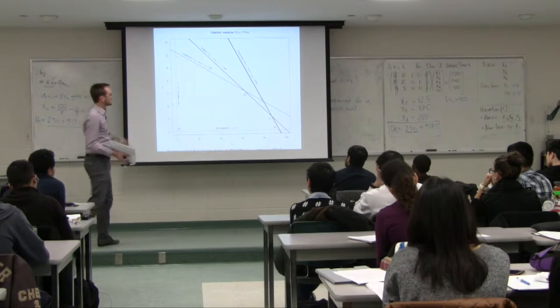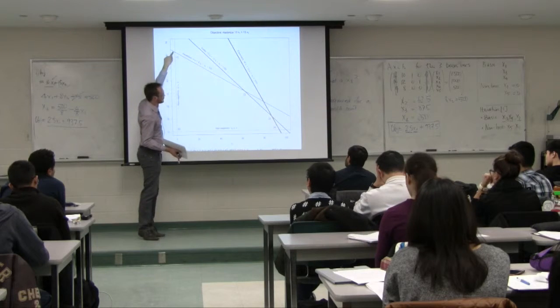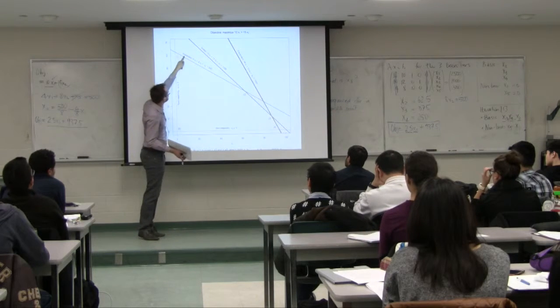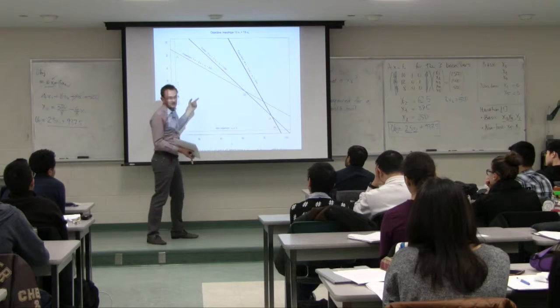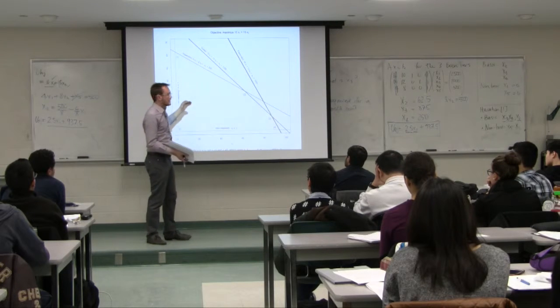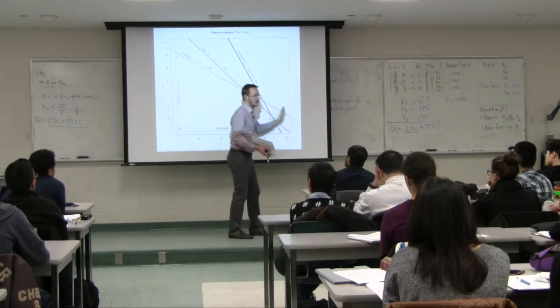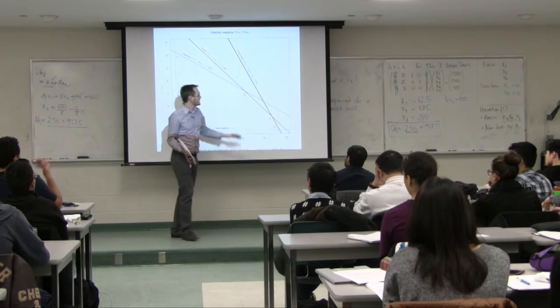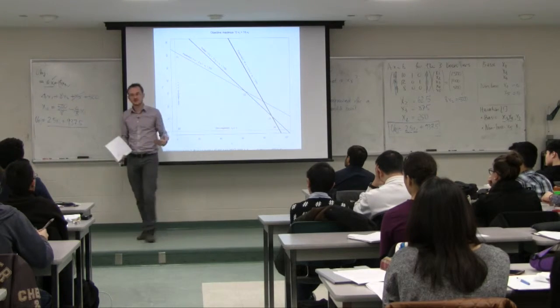Okay. My base profit at the corner is 937.5. Every one unit of x that I move along here will increase profit by $2.50. But I've got to stop somewhere, right? I can't just keep going along that line. Eventually, I'm going to hit into one of my other constraints.